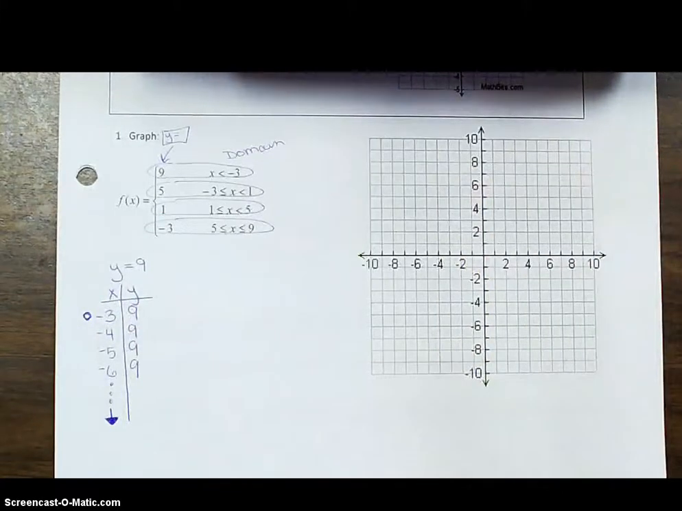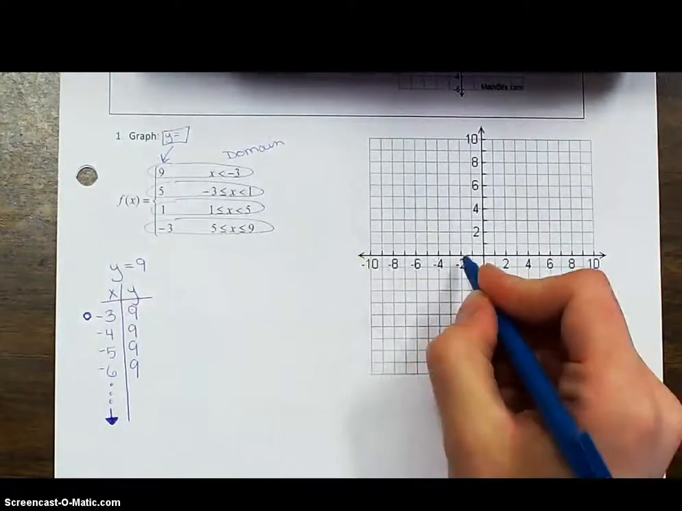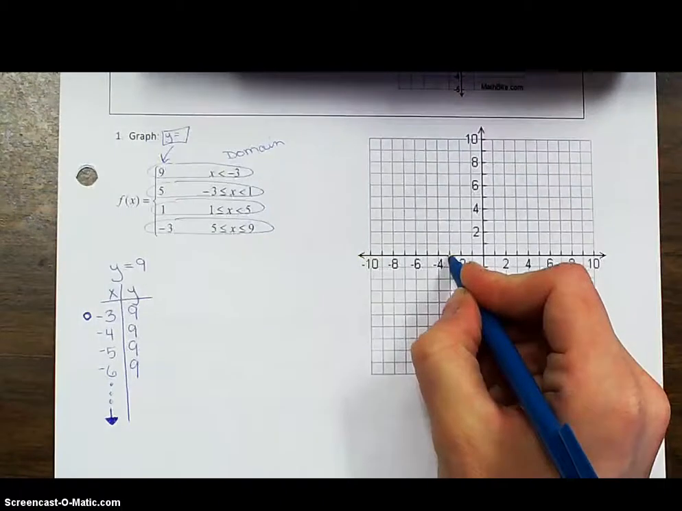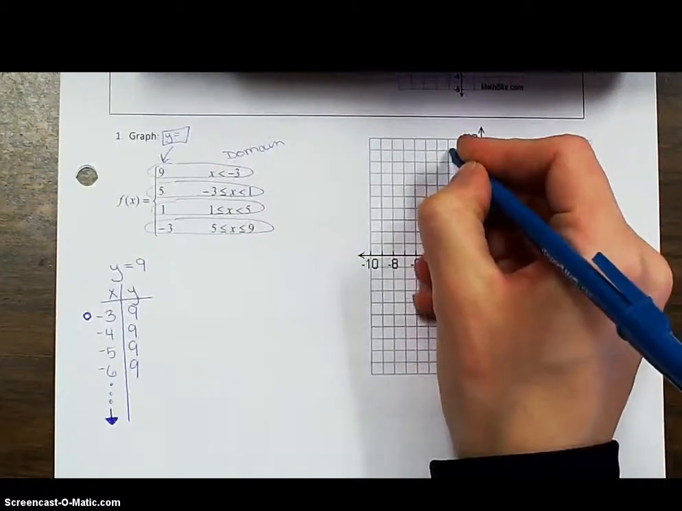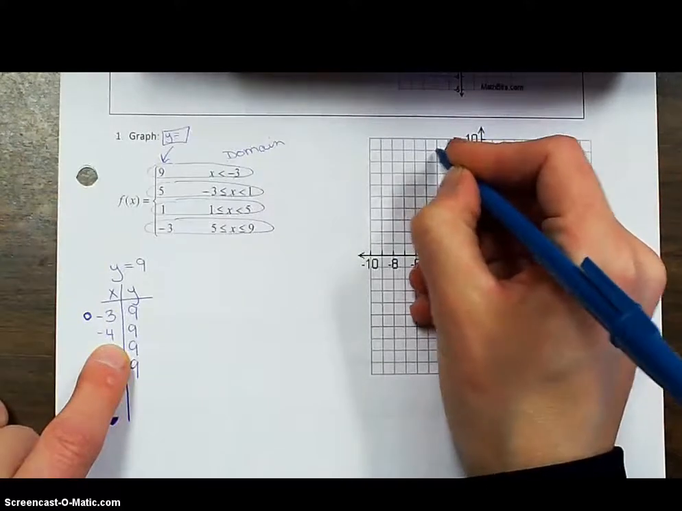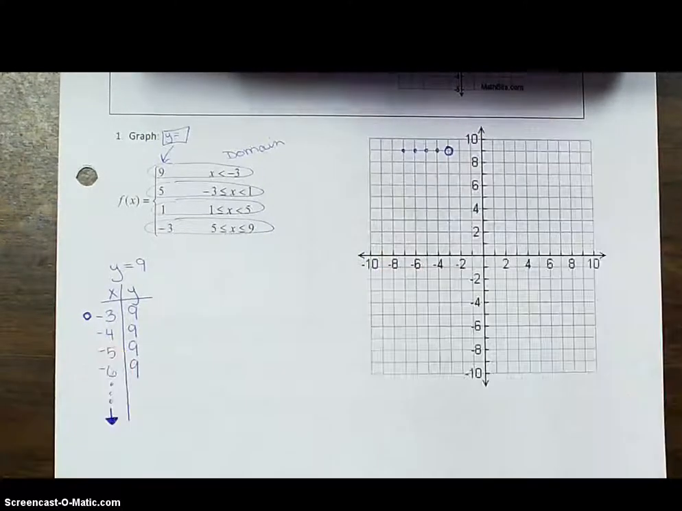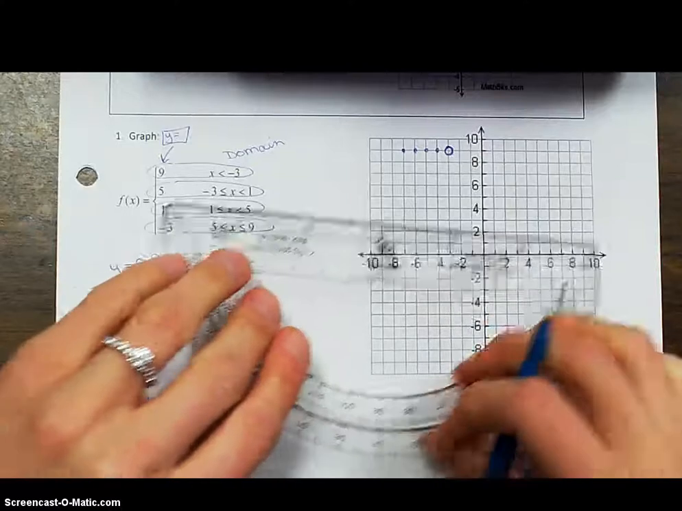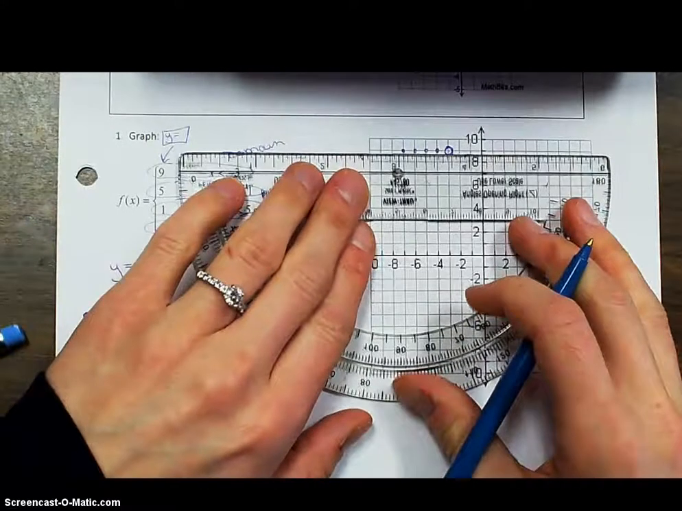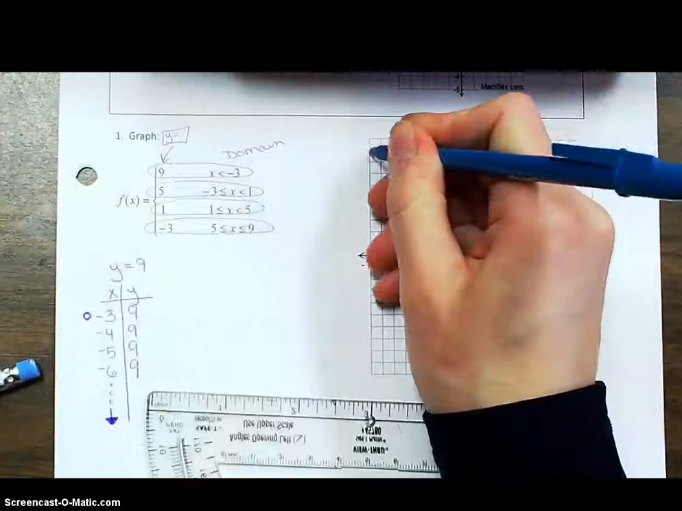So now we can go ahead and graph our first piece. So -3, and then all the way up to 9. And this is going to be an open dot. -4, 9, closed dot, and the rest closed. All right, and then we can go ahead and connect those to create our first piece. And this goes all the way, like we said, and it has an arrow.